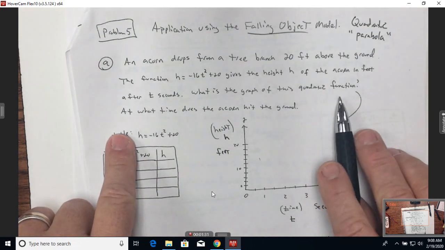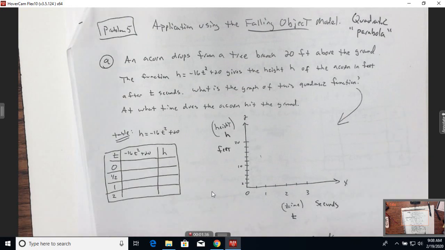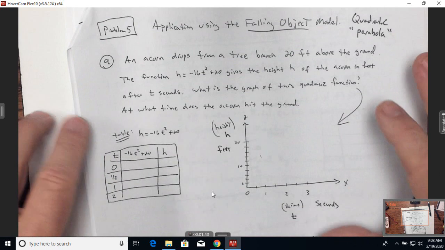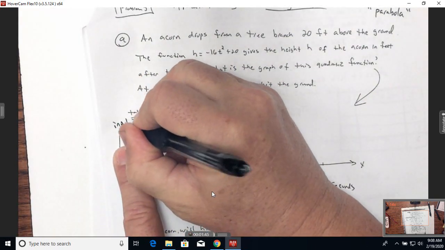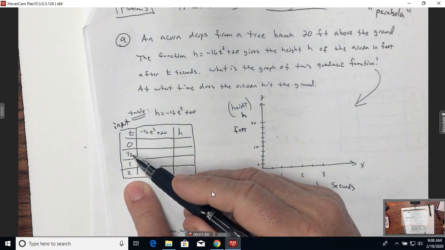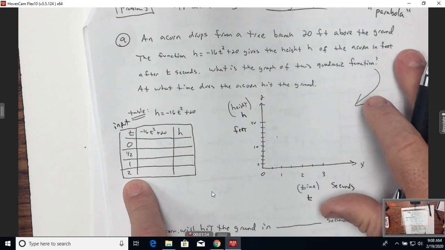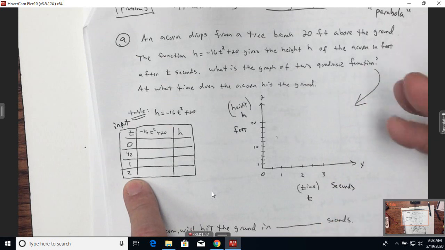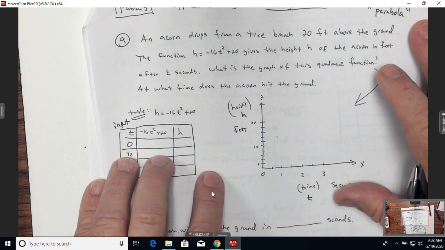So it says, what's the graph of this function? So we have to graph this function. At what time does the acorn hit the ground? Now there's two ways of coming up with a table in order to graph it. There's the old-fashioned way in which we input varying times. Like after 0 seconds, a half of a second, 1 second, 1.5, 2, and so forth. We can enter a lot of different values. So we'll do a couple the old school way, and then I'll show you how to come up with a table that might be easier for some of us that have difficulty doing the math.